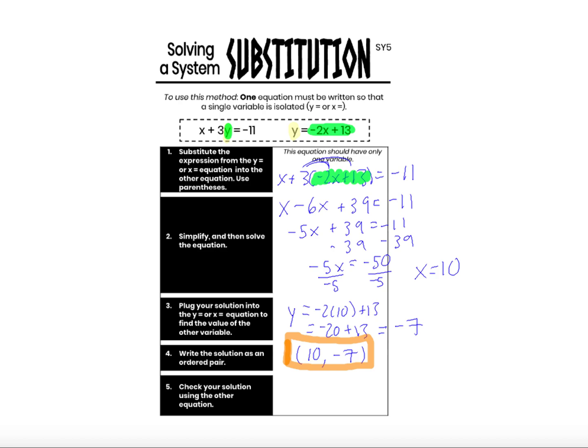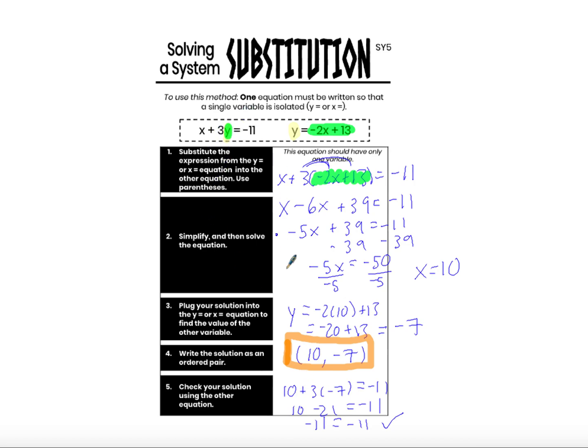Usually we will stop here. On the homework you can stop here, but on a quiz we really suggest that you are checking your solution, at least mentally, and I'm going to go ahead and show that step here. Since I found y using this equation, I'm going to use the other equation to check my solution. So 10 plus 3 times negative 7, does that equal negative 11? Does 10 minus 21 equal negative 11? Does negative 11 equal negative 11? Yes, it does.